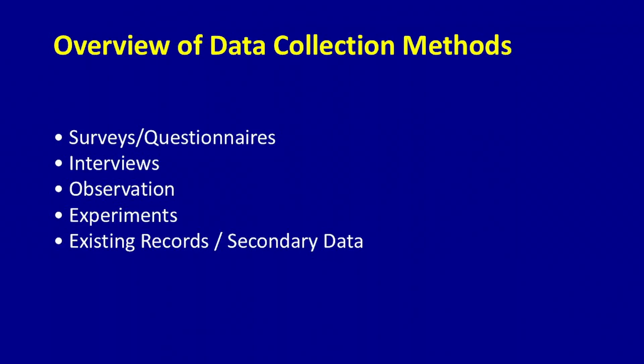The second one being interviews. A lot of interviews are conducted through experts, through specialists, all of that. The third one being observation. Observation can be direct and can also be indirect. And the fourth one happens to be experimentation or experiments. The fifth and the last one could be existing records or the secondary data. We will explore each one of them in our subsequent slides, right?